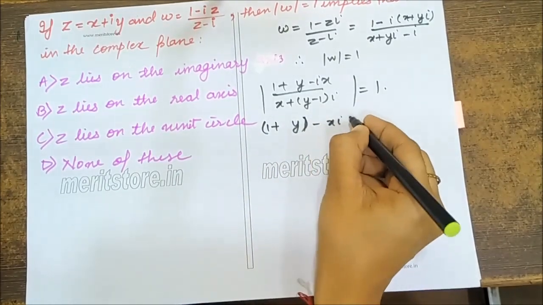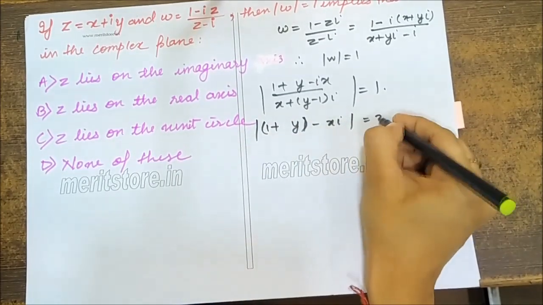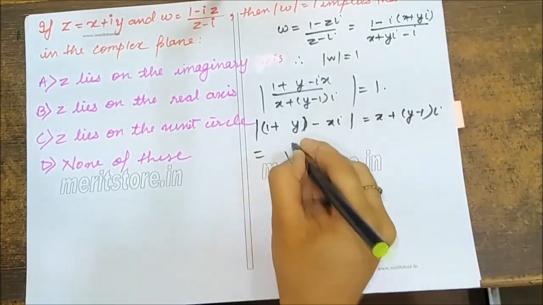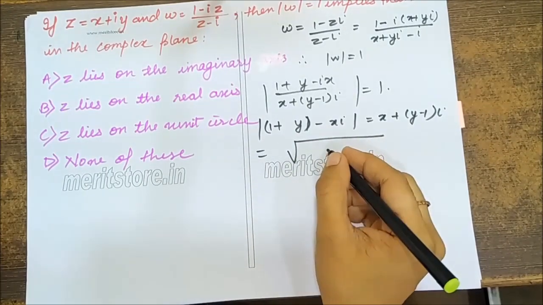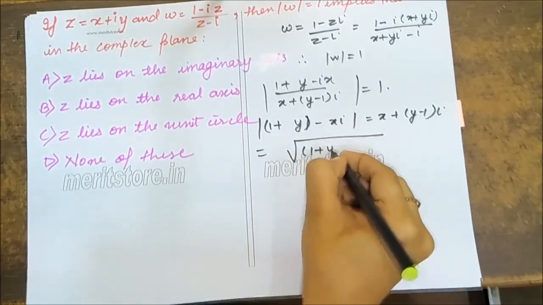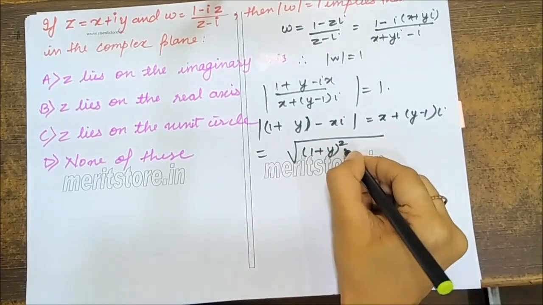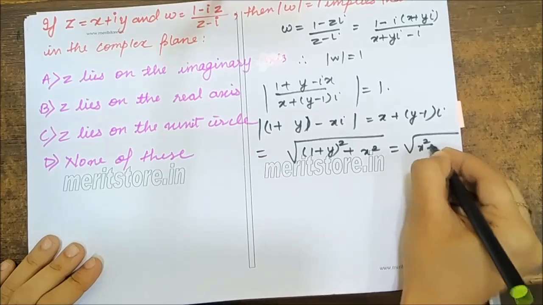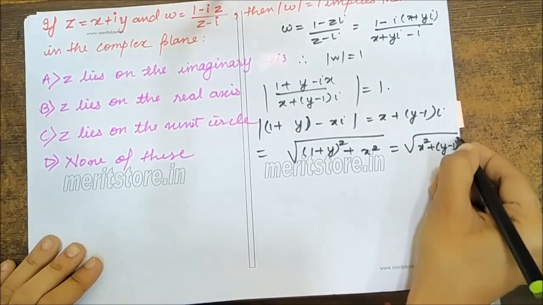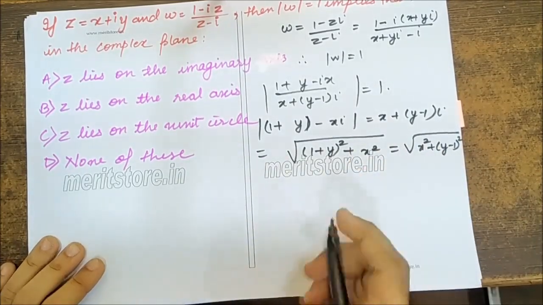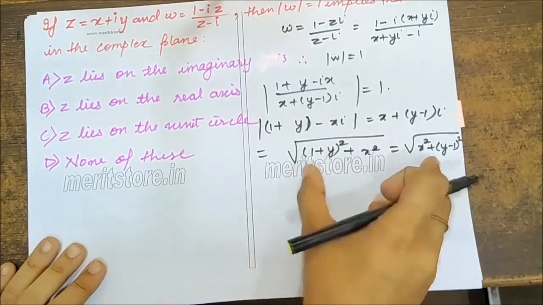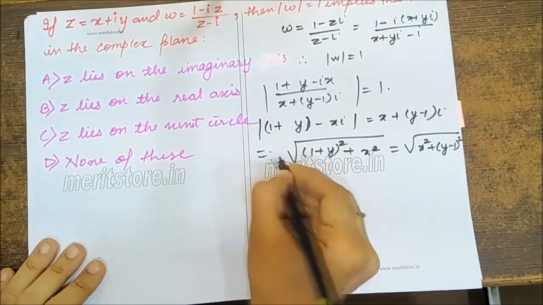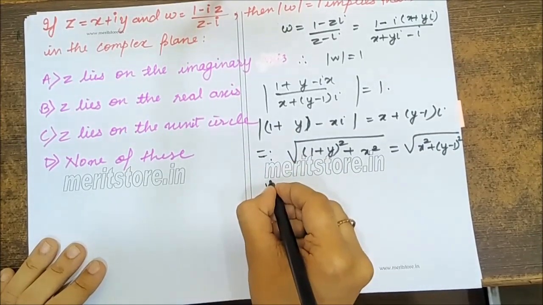minus xi is equal to x plus (y minus 1)i, root of a square plus b square. Your a square is (1 plus y) squared plus x square, and x square plus (y minus 1) the whole square. Both will be in the form of a plus bi. So your modulus you are considering. Now equating both of them, what you get is the root gets cancelled.